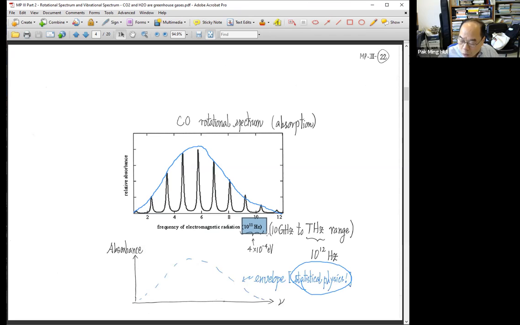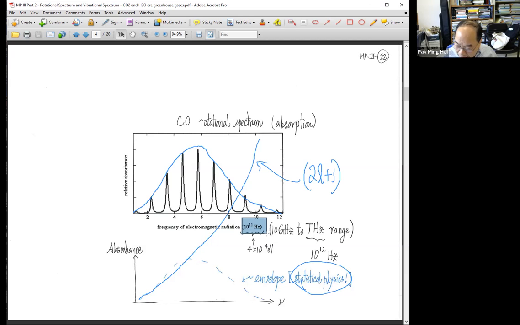Basically, it has two contributions. One contribution is an increasing line. Let me tell you, this is related to 2L plus 1. Do you know what 2L plus 1 is? This is the degeneracy. The higher the L, although you see only one line, behind it there are more states the molecule could go into.